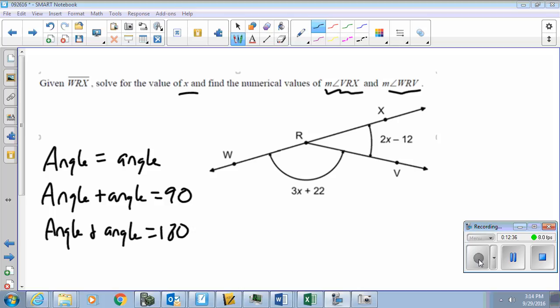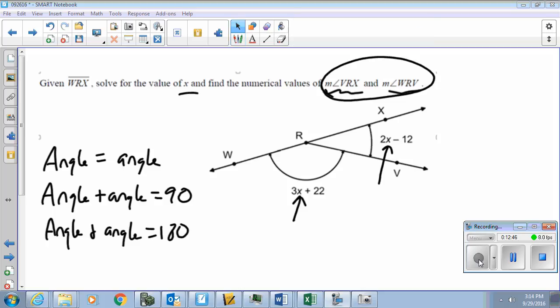All right? Once you get that value of x, take that, plug it in here and here. Make sure to do that so you get your actual angle measured. All right? So that's the end of that. Hopefully it helped you out.